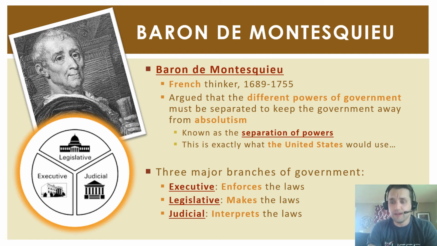So how do we avoid it? We split it up between three different groups. So you have your executive branch, which again is going to be there to enforce the law. You're going to have your legislative branch, which is going to be there to make the laws, and then your judicial branch to interpret the laws.